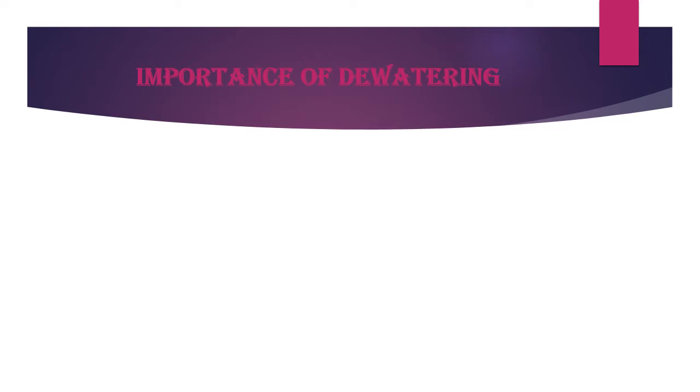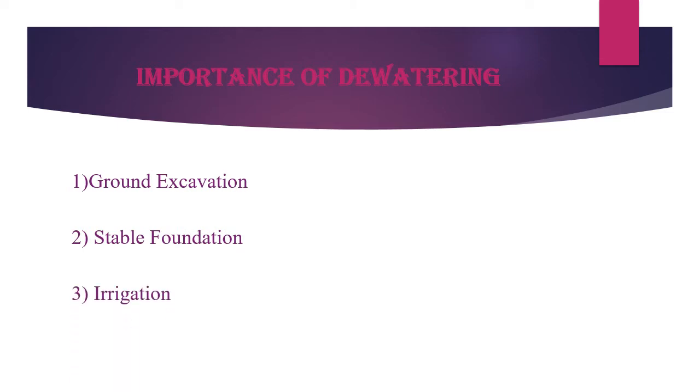Now, the importance of dewatering. Dewatering has its importance in the following three areas: in case of ground excavation, for stabilizing foundation and for irrigation purposes. In case of ground excavation, it plays a vital role. In case of subsurface excavations, in some situations it may be dangerous due to the level of the water table. Dewatering is important in ground excavation because it permits the excavation and construction in a relatively dry environment.